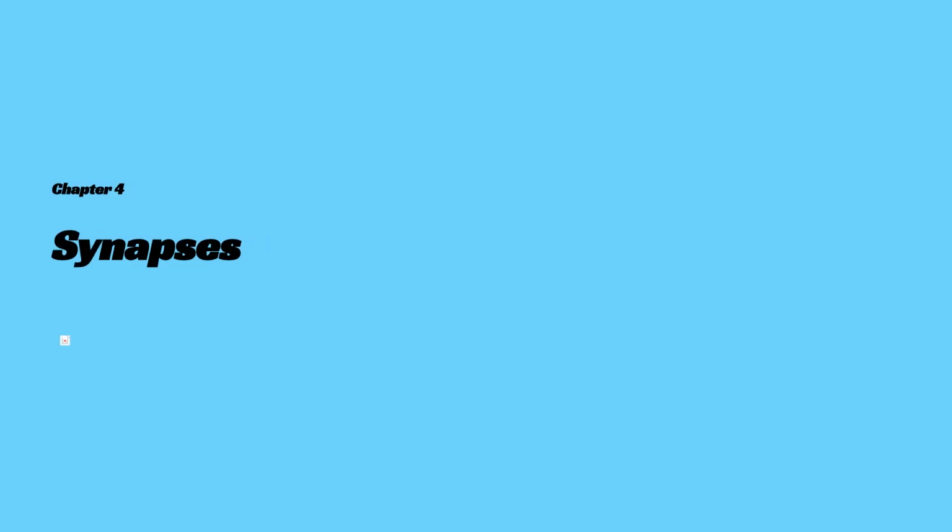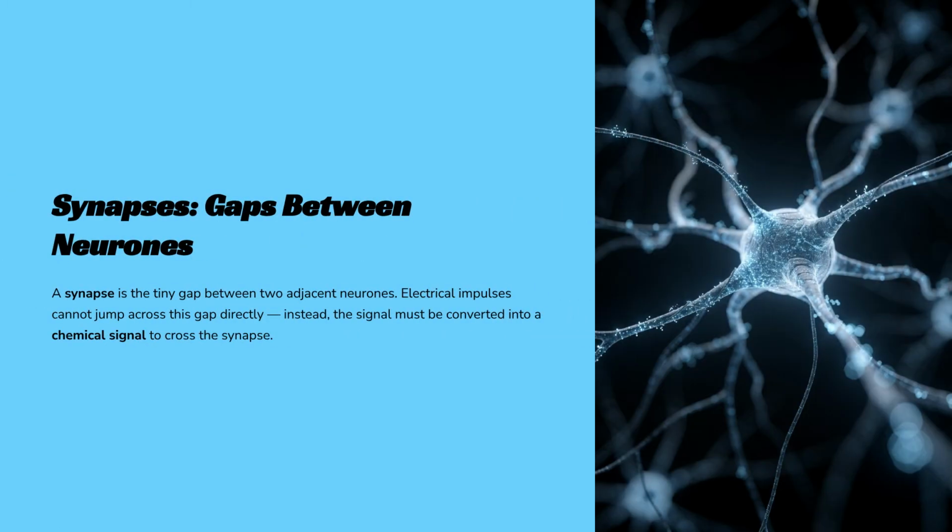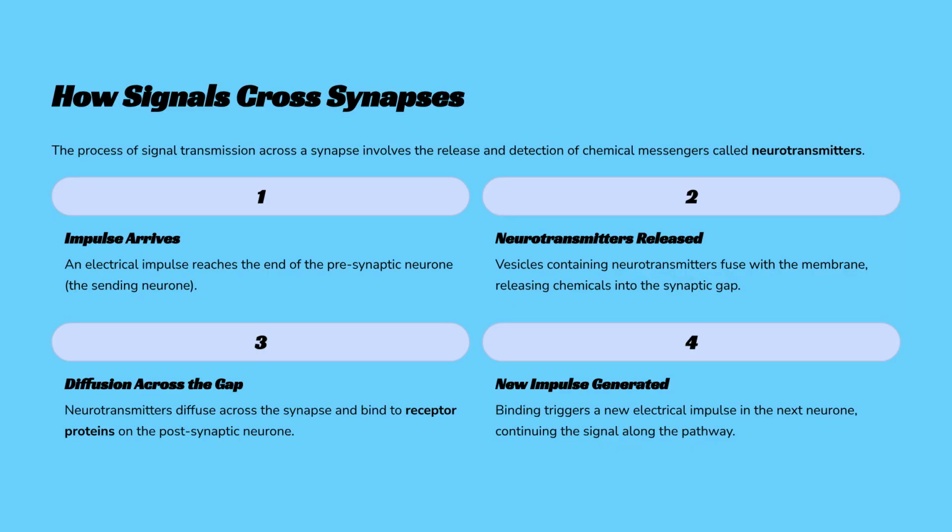We now begin Chapter 4 on synapses. This covers how chemical messengers, called neurotransmitters, enable signals to cross the tiny gaps between neurons. A synapse is the tiny gap between two adjacent neurons. Since electrical impulses cannot jump this gap, the signal must be converted into a chemical signal to transmit the information to the next neuron. The process begins when an impulse arrives, triggering the release of neurotransmitters.